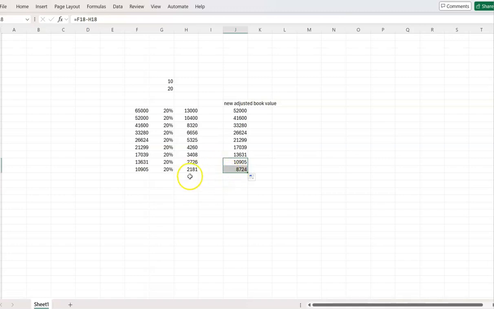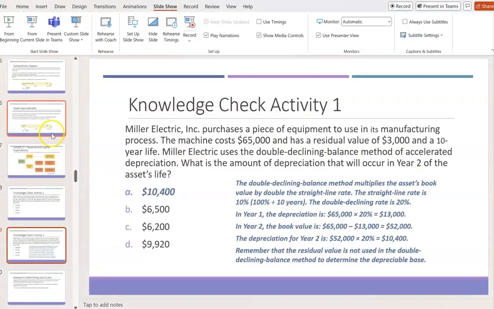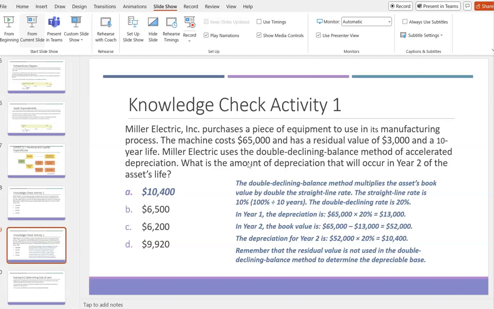If I end up below that $3,000 mark, I can only take enough depreciation to get to that $3,000 mark. Okay? 41,633. Okay, moving on. So does everyone understand this answer here? How we figured out year 2.